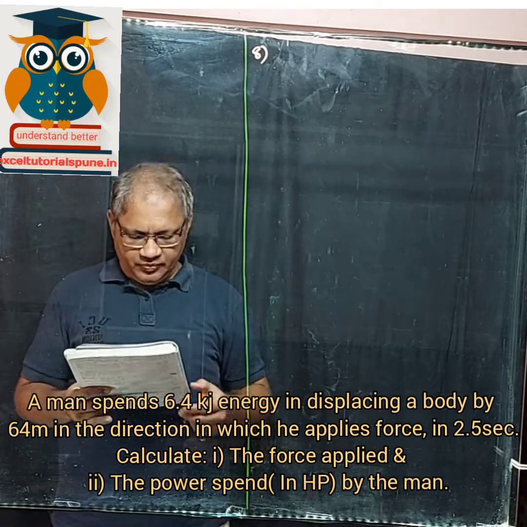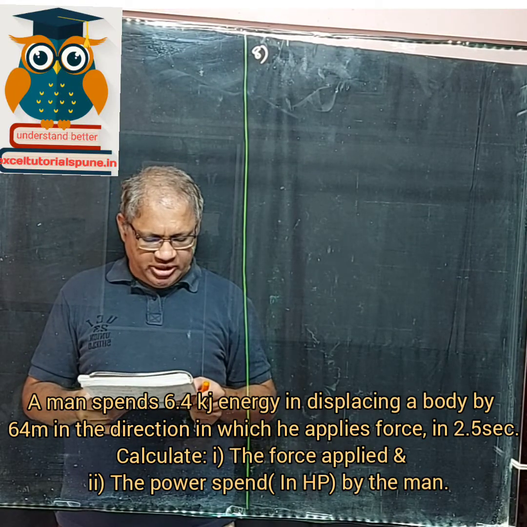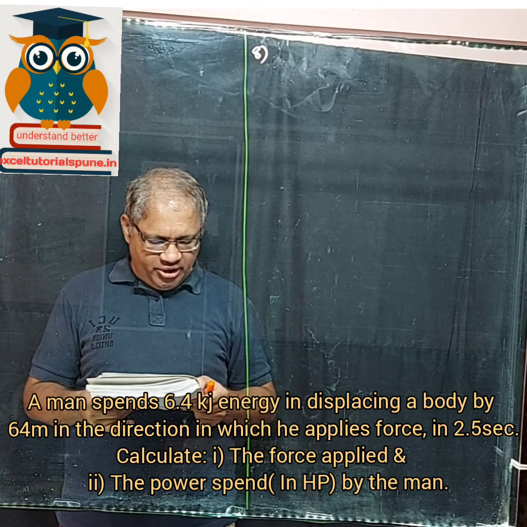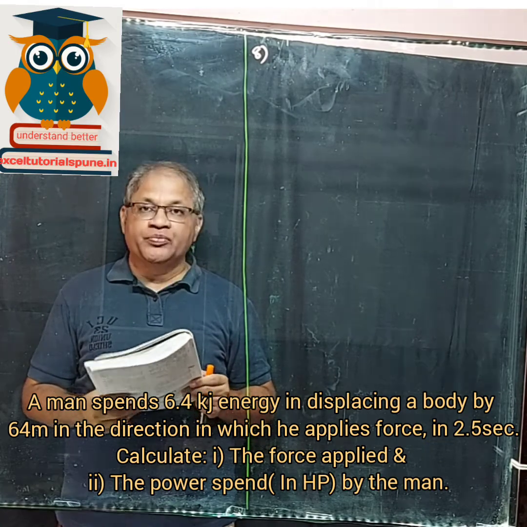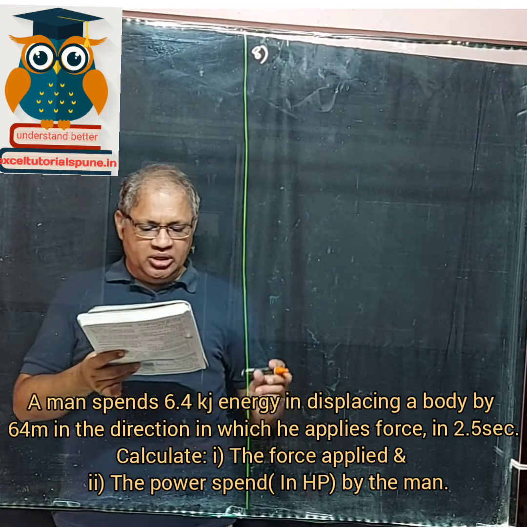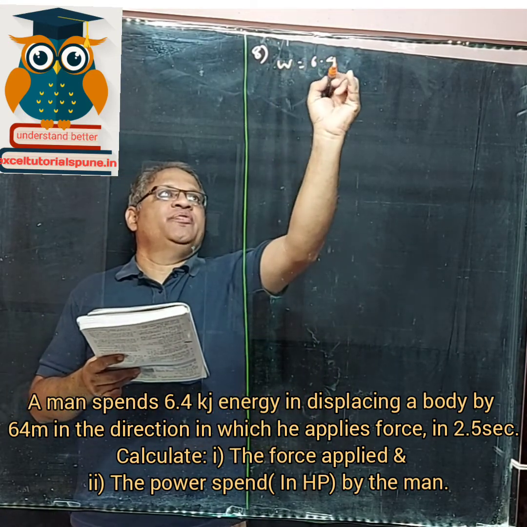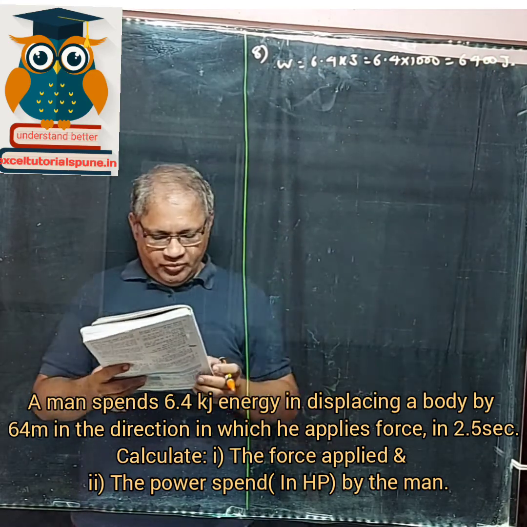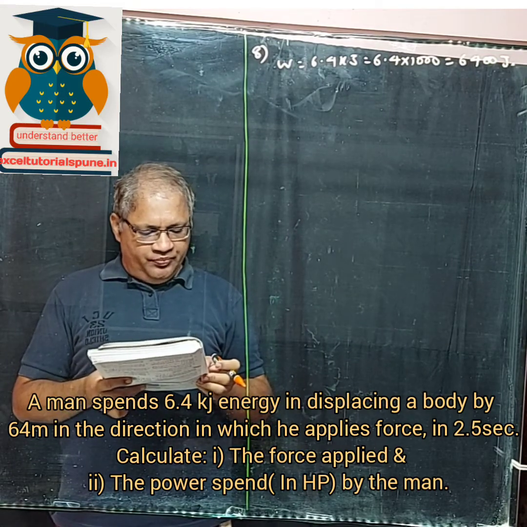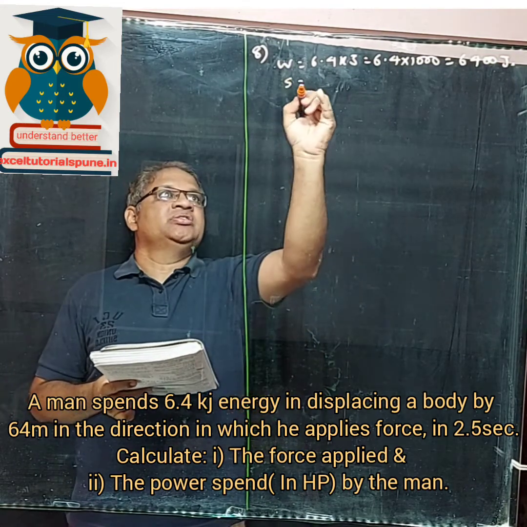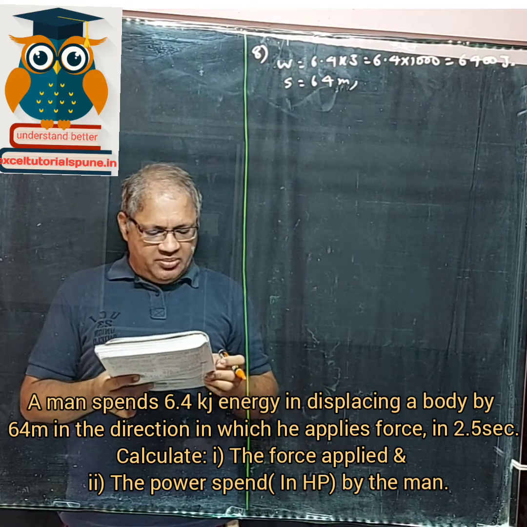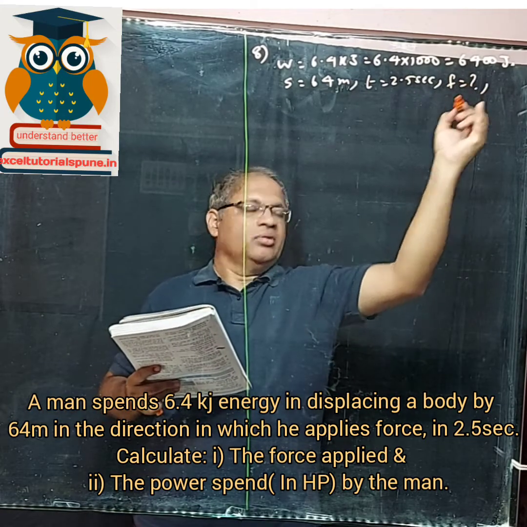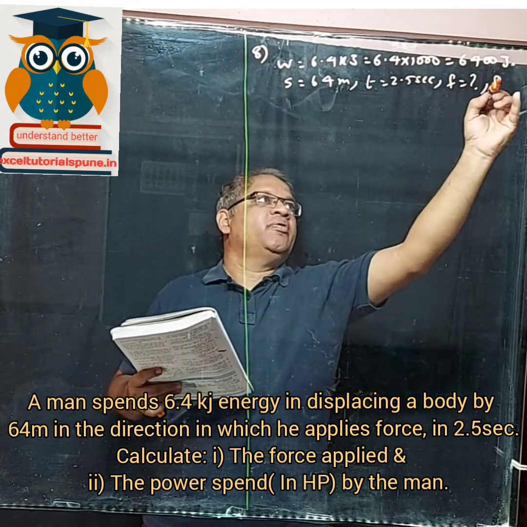Now the eighth sum. A man spends 6.4 kilojoules energy in displacing a body by 64 meter in the direction in which he applies force, in 2.5 seconds. Calculate the force applied and the power spent in horsepower by the man. Over here they have given energy, that is work, 6.4 kilojoules, that is 6.4 into 1000, 6400 joules. S is 64 meter. Time is 2.5 seconds.